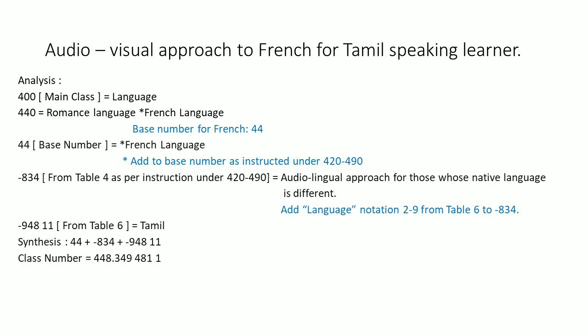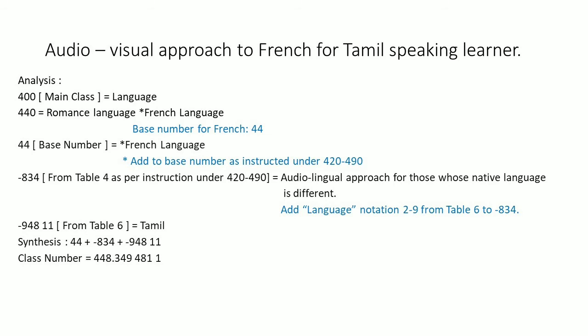The notation is -948 space 11, and within the square bracket I have written "from table 6." I have got the notation from table 6. That's why I have written "from table 6" equal Tamil. This notation is for the Tamil language. Now our notation is complete. Our analysis has been completed.